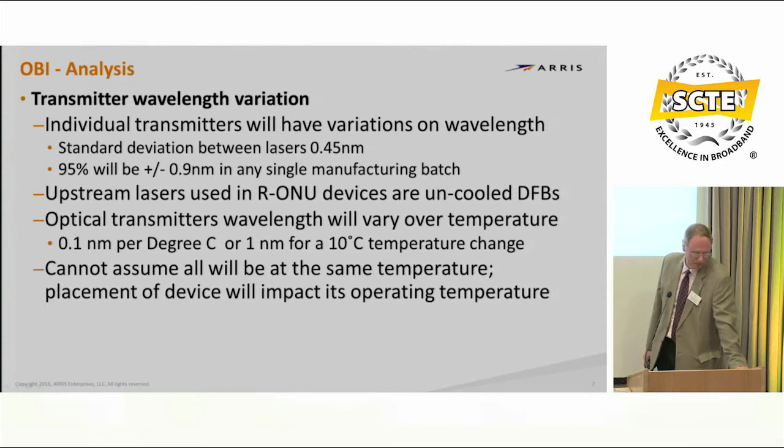On the temperature front, you can't assume that all your RFoG transmitters will be at the same temperature. If you put them outside somebody's house, they're either going to be in sunlight, they can be in shadow, they can be inside somebody's house, so there will be temperature variations and they will change during the day. So the upstream transmitter wavelength of your return transmitters will vary during the day and it will vary across your network.